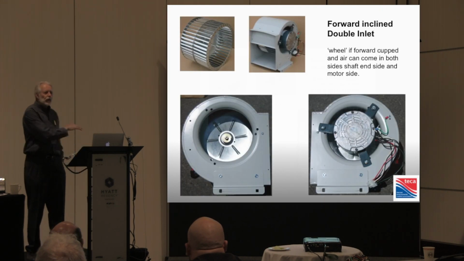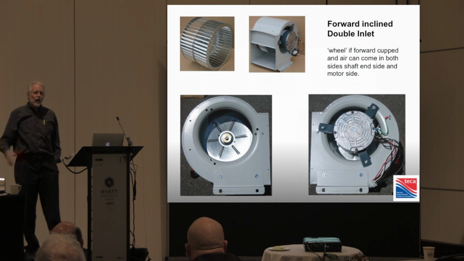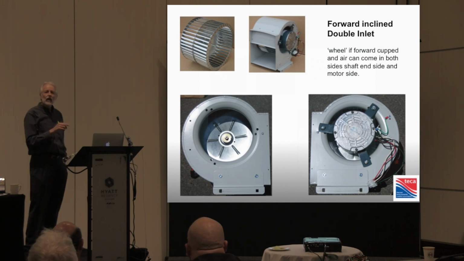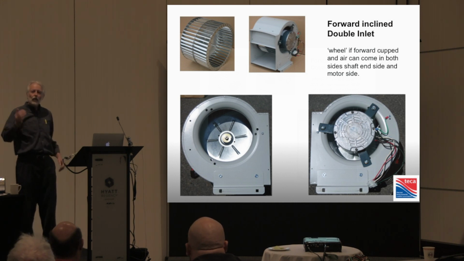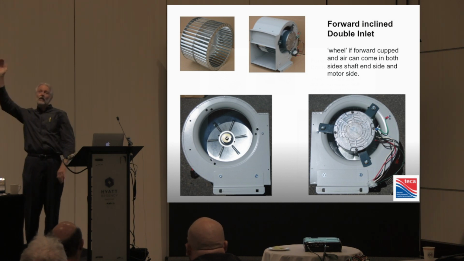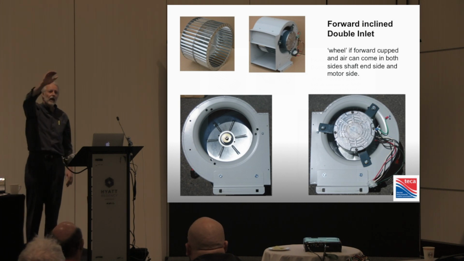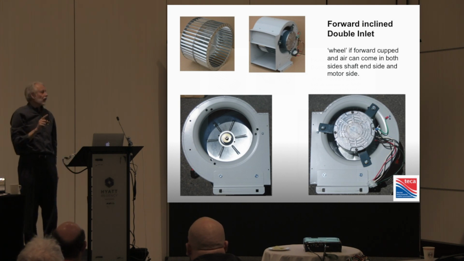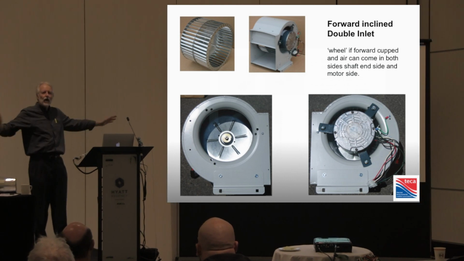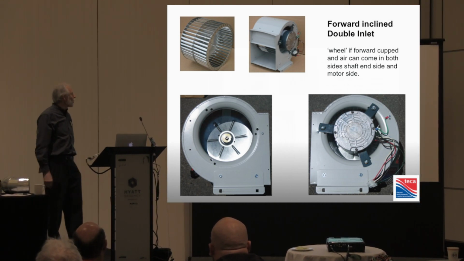Well, what we use universally now throughout all of North America to move air through heating and ventilating systems are what are called double inlet forward inclined blowers. Forward inclined means if I got a snowball in my hand and I throw it like this, I'm forward cupping my hand.